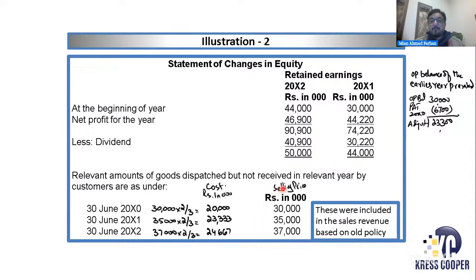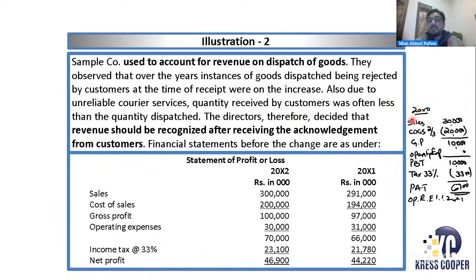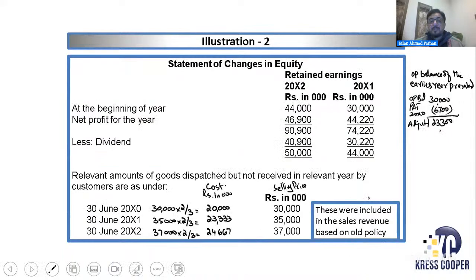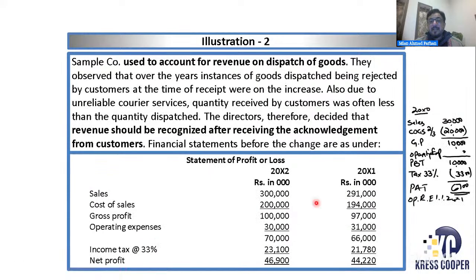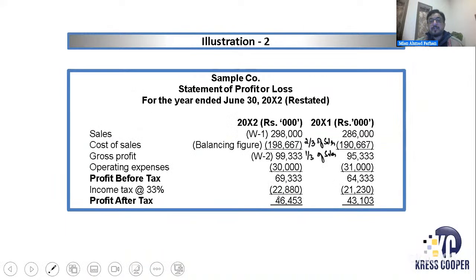So memorize these three figures and see in the previous slide. The sales of 2000 X0 will be reduced by 30,000. Okay. Sales of 2000 X1 will include this 30,000 and will be reduced by how much? 35,000. And this sales of 300,000 will be reduced by 37,000 and will be increased by 35,000 from there. So this I have worked out over here.